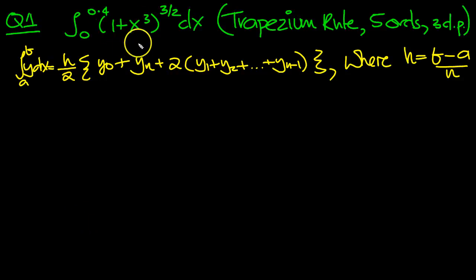Let's have a look at this question then. It's the integral between 0 and 0.4 of this integral dx, we need to use a trapezium rule, 5 ordinates to 3dp. I've written down the booklet formula here so that we can just input the values.